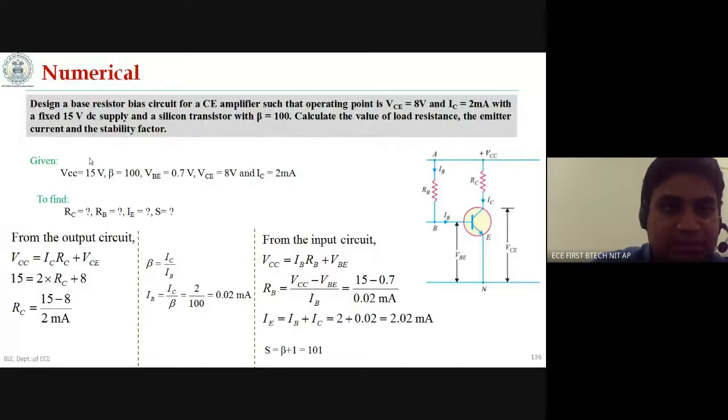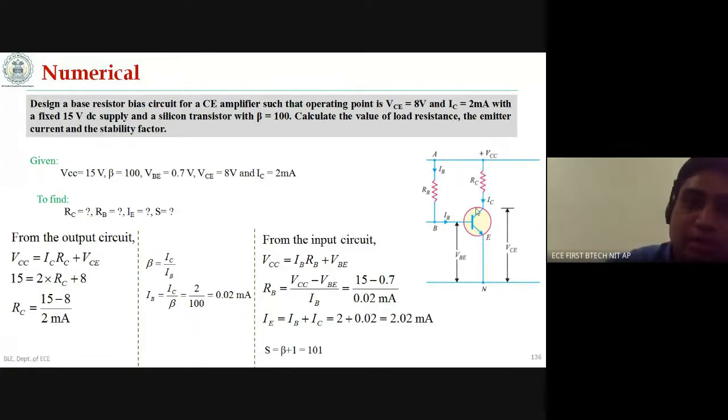First we'll see what is actually given. A 15 volt DC supply is given, that means our VCC is equal to 15 volt. Beta is equal to 100, and the base-emitter voltage, you know, is 0.7 volt. This is the knee voltage that you know. VCE is given as 8 volt, and IC is 2 milliampere. So what do we need to calculate? We need to calculate the resistances, that is, what is RC and what is RB here, and what is the emitter current and what is the stability factor? So how can we solve this question?